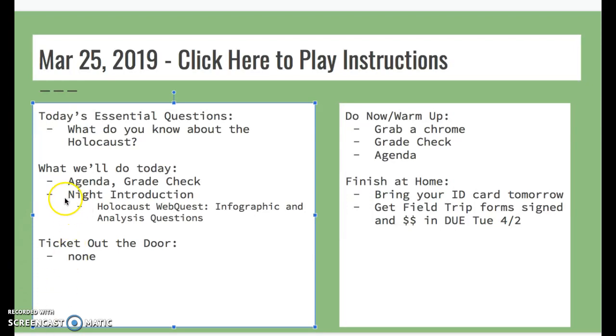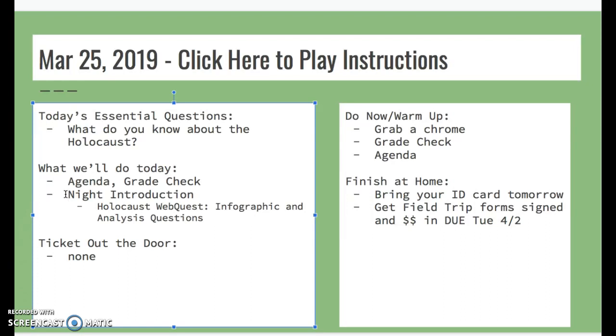So our next unit is Night. Night is a Holocaust memoir. It is a true story. It's a short novel, only about 100 pages. So we'll also be watching the movie Life is Beautiful and doing a comparison on what Holocaust story was more effective in terms of its impact on the reader/viewer.